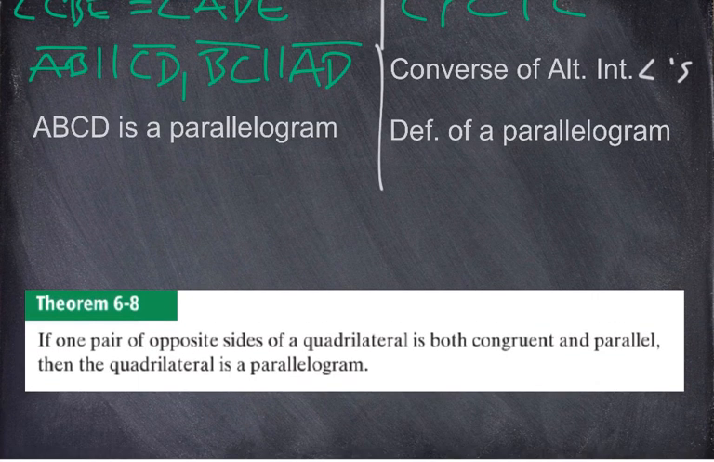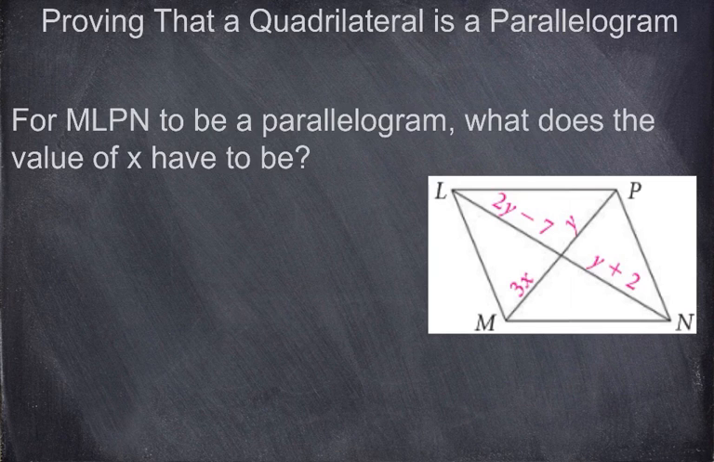One last theorem. It says if one pair of opposite sides of a quadrilateral is both congruent and parallel, so you only really need to know one pair is congruent and parallel to each other, then the quadrilateral is going to be a parallelogram. So now we get to actually apply this to some variables.